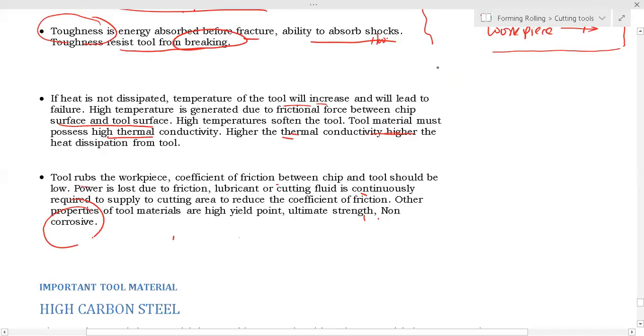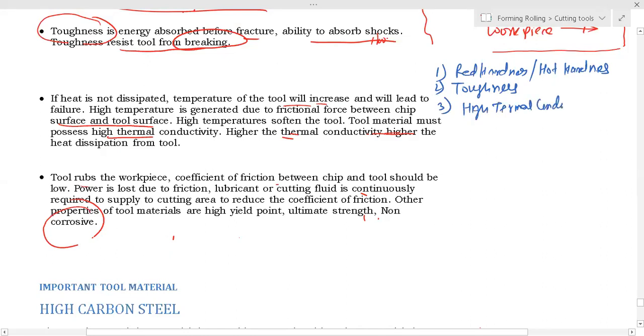Okay, so we discussed some tool material properties. First is your red hardness, hot hardness. You have to remember this. Then your toughness. Then third is high thermal conductivity. Fourth is low coefficient of friction between your tool and workpiece.